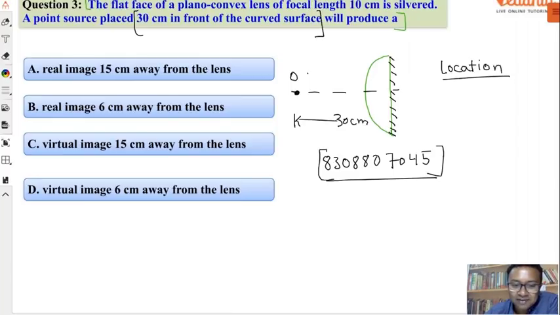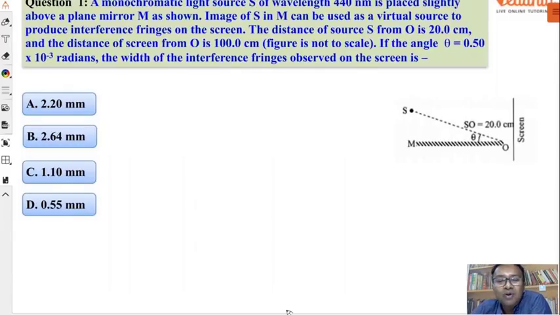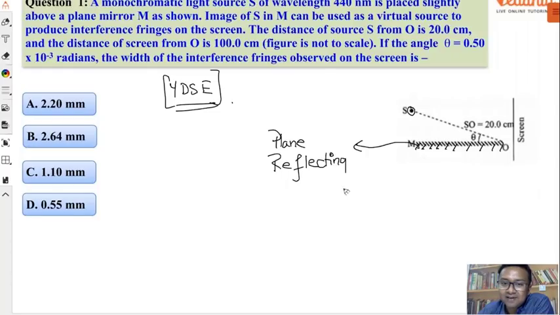Now, I am skipping this because I've got one very interesting problem here, which involves a little bit of your wave optics as well. I'll give you a hint and a clue, and let's see how many of you are able to do it. Students, I hope everybody knows your Young's double slit experiment. In your Young's double slit experiment, we have two sources, but here I have just one source. But not to forget, there is a plane reflecting surface out here. So this is my reflecting surface.